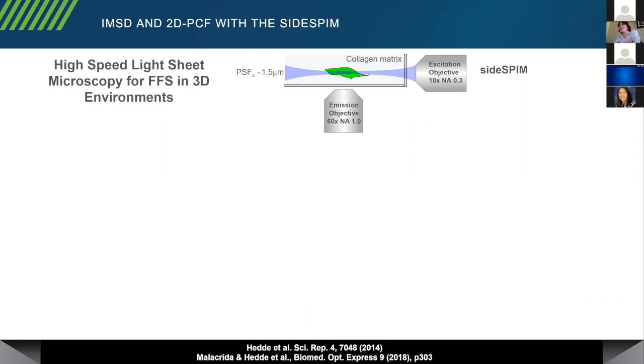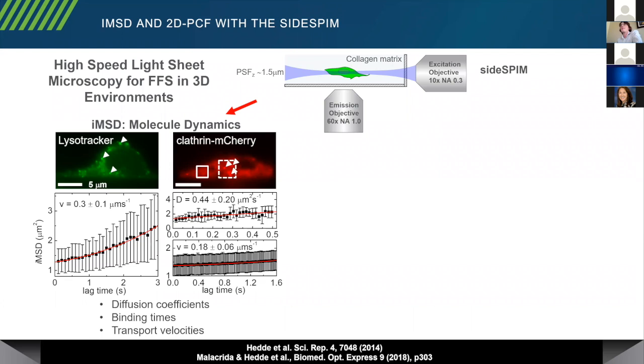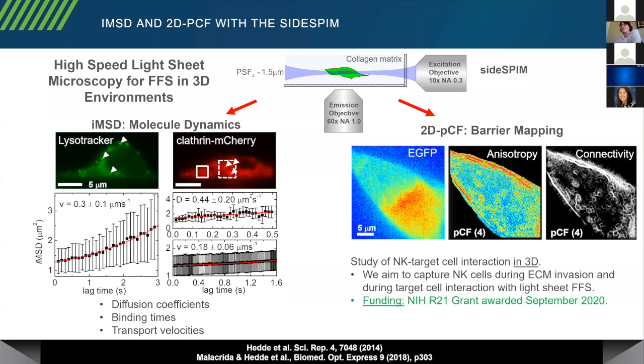Okay, to move to this system, we also need a new type of microscope. So the next part of my talk is going to be about the light sheet microscope, where we can do the fluorescence fluctuation spectroscopy method in 3D environments and also apply other multimodal imaging methods. Using the SPIM, you can do the classic FFS methods, IMSD, for example, to get diffusion coefficients, binding times and average transport velocities. And then we can also do the barrier mapping using our 2D PCF approach. This project just got funded last month, so I'm very excited to get going on this.